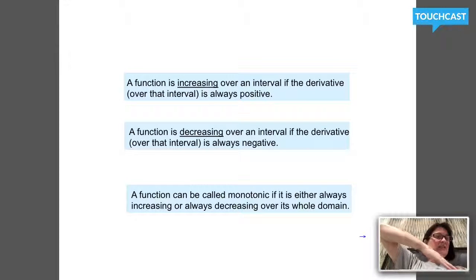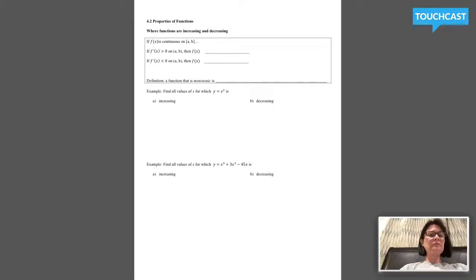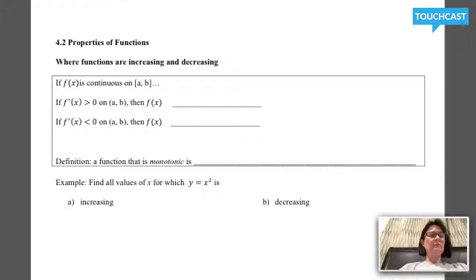Similarly, this function decreases, it goes downhill. If I tried to find its derivative, it would have to be negative. The derivative of a decreasing function is negative. So on your paper here, if f of x is continuous on some interval a to b, if f prime is positive on that interval, then f is increasing.